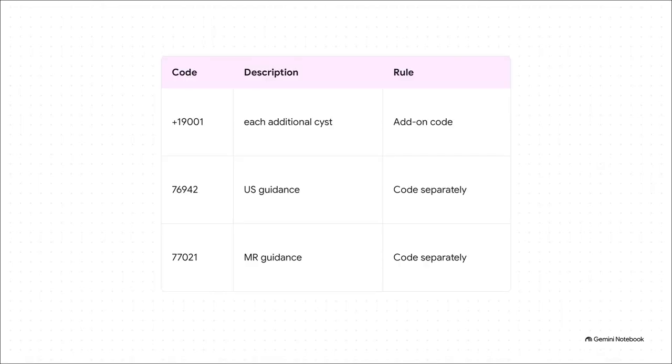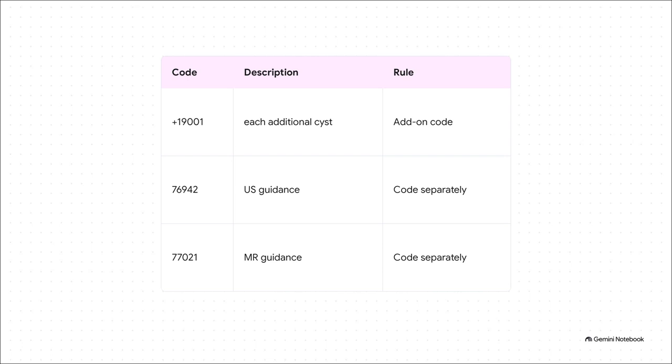But what happens when there's more than one? Well, that brings us to the add-on rules, which really show how we build out the rest of this claim. You're going to use plus 19001 for each additional cyst. So, say your provider aspirates 3 cysts total. You'd report 19000 once and then 19001 twice. It's just a strict counting game at that point.